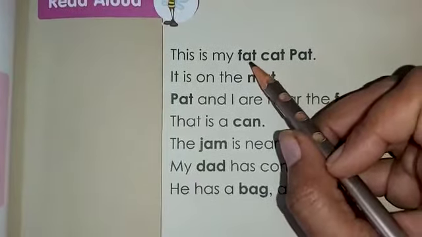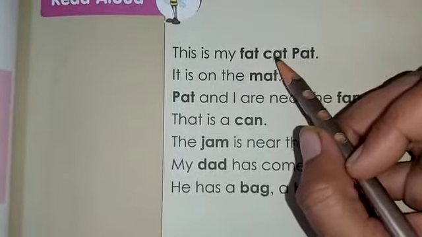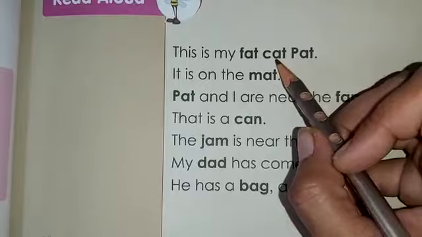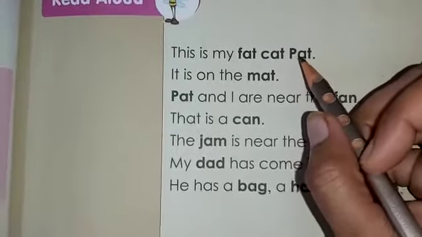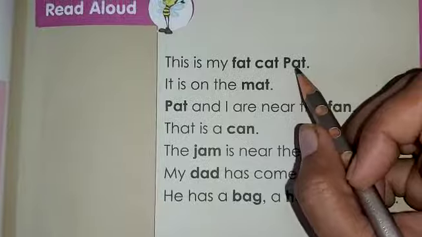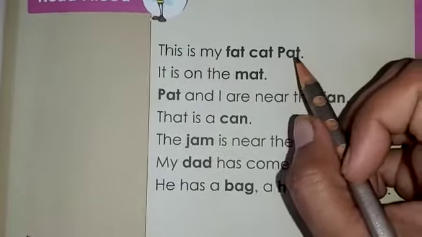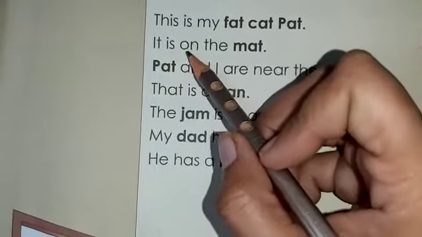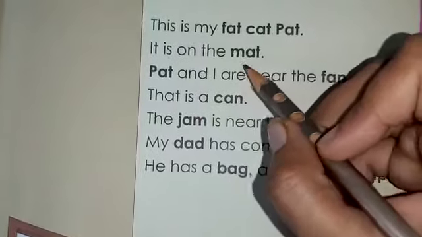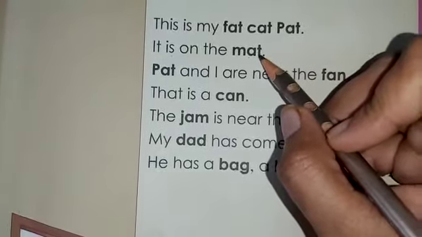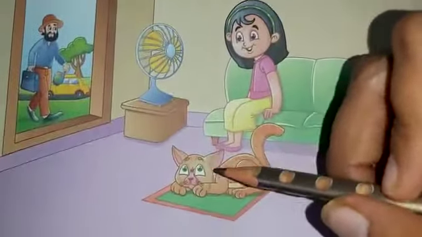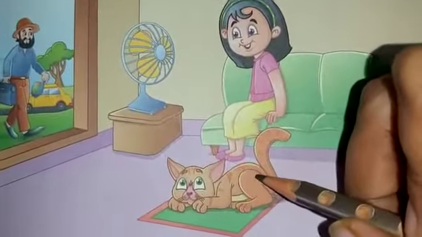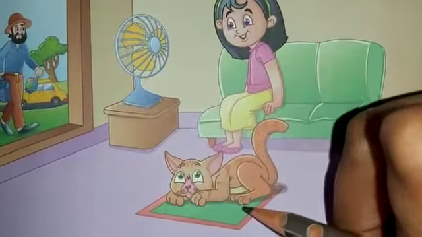F-A-T, fat. Fat cat. C-A-T, cat. Okay? Fat cat. And what is the name of that cat? Pat. P-A-T, Pat. Okay? Now, the next sentence is, it is on the mat. M-A-T, mat. So you can see this cat whose name is Pat and is fat is sitting on the mat.